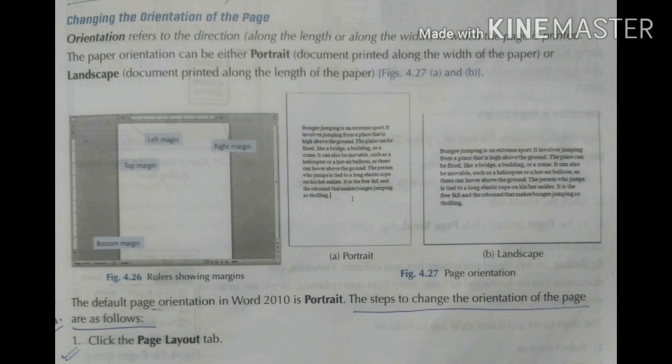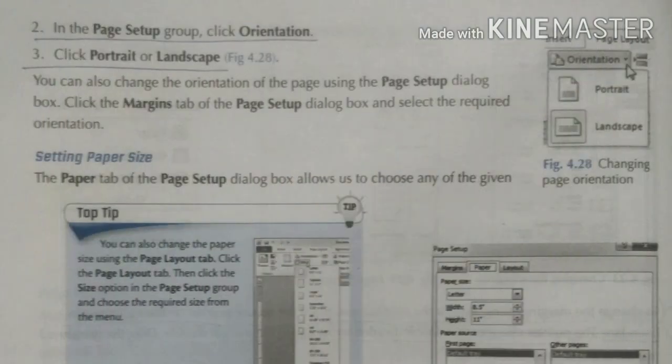Generally, by default, when you start typing in MS Word, it appears in portrait orientation. So when you start, you will see your page will be in portrait orientation. You can use this orientation option and change the orientation of the page. Here the steps are given, you can see the steps and change the orientation of the page.